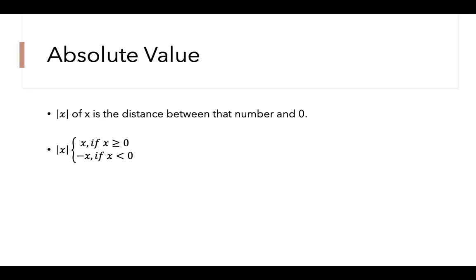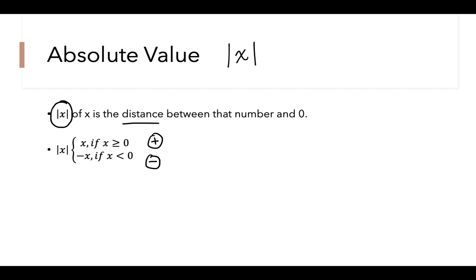First, we need to understand what absolute value is. The absolute value of a real number x is the distance between that number and 0. Absolute value is represented using a straight line on both ends of a real number. For absolute value, you always have to divide it into two sections: it's positive x if x is greater than or equal to 0, and it's negative x if x is less than 0.